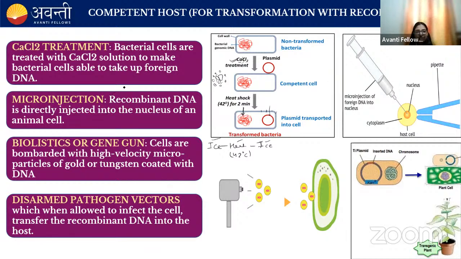Next one is microinjection. Microinjection is done only for the animal cell, where we inject the recombinant DNA directly into the nucleus of the animal cell or the host cell. Ballistic or the gene gun is used for plant cells, where gold or tungsten particles are coated with DNA and bombarded at high velocity into the target cell. Some pathogen vectors are the Ti plasmid or the retrovirus. We disarm those vectors. We have to modify those vectors before using.